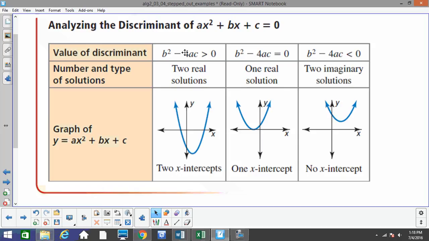The discriminant is what is underneath that radical, b squared minus 4ac. If it's positive, 2 real. If it equals 0, 1 real. If it is negative, 2 imaginary, no real. I would pause and make sure you have this in your notes.